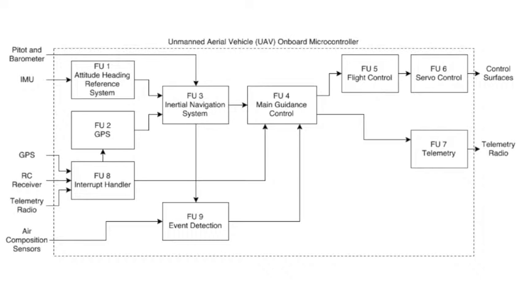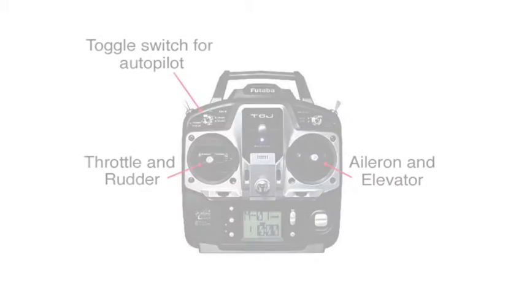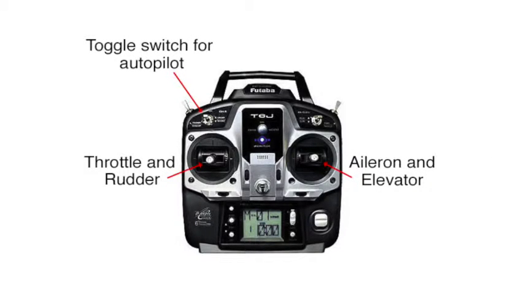And then also functional unit 7, the telemetry. The main guidance control decides what to send out through the telemetry over the radio to the computer, the ground control station, and all those messages are facilitated by the telemetry component. There's also functional unit 8, an interrupt handler, that processes UART messages from the GPS and the telemetry radio, and it also has interrupts to measure the pulse width signals on the RC receiver, so that you can have manual control over the UAV, and also a switch on the transmitter enables or disables the autopilot select.